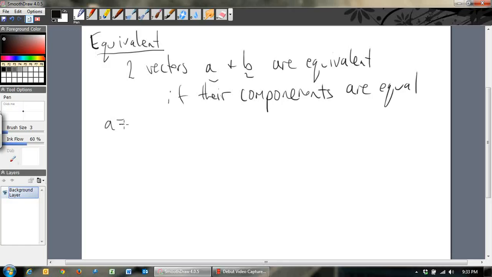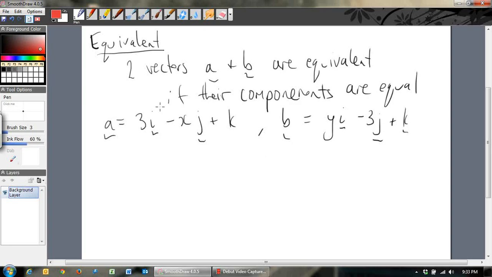So let's just have a look at a quick example. If A was equal to 3i minus xj plus k, and B was equal to yi minus 3j plus k, then if these two vectors are to be equal, all of the components need to be equal. In other words, this is equal to this, and this will be equal to this. And k is equal to k, so that's okay. There's no need to do anything there. So therefore, it's very simple.